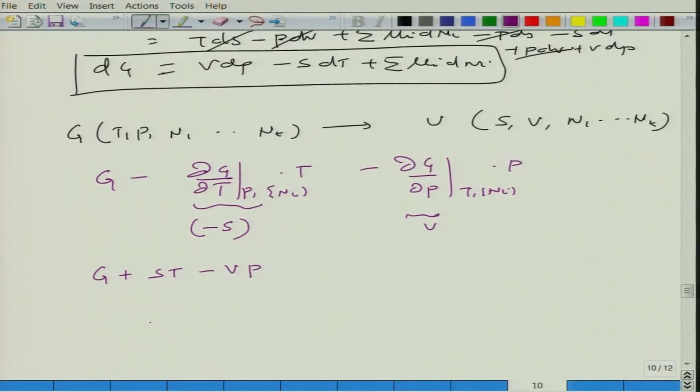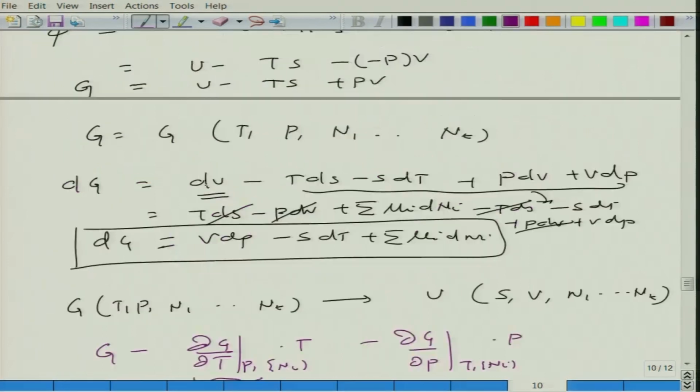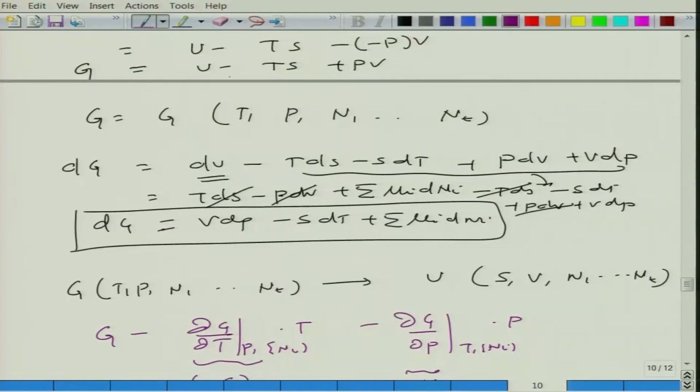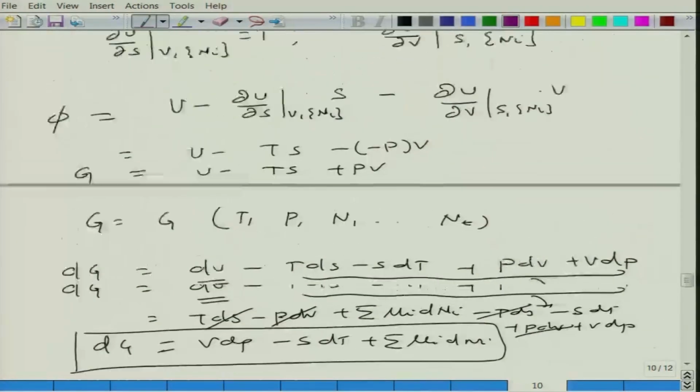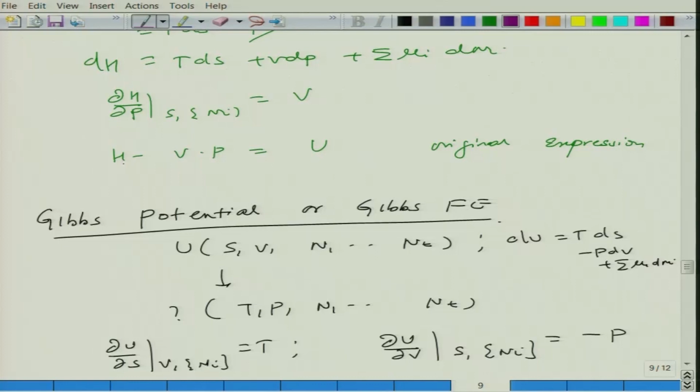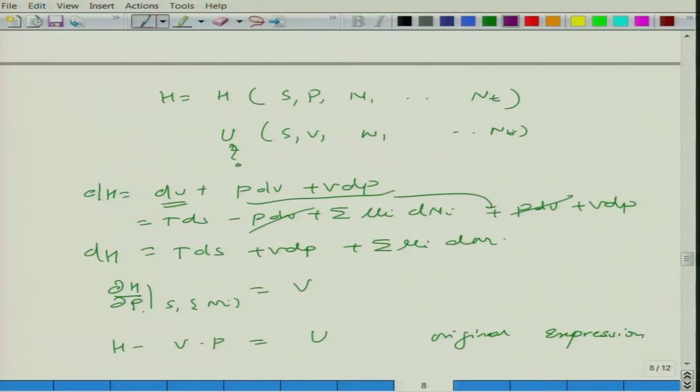Now let us look at what this expression is, because by definition G was U minus T S plus P V. If you bring this T S and P V to the left hand side, this must be then nothing but U. So, we get back the original function by doing this inverse approach. You can also consider not just these two variables, but you can also try to get H, because H is a function of S and P.